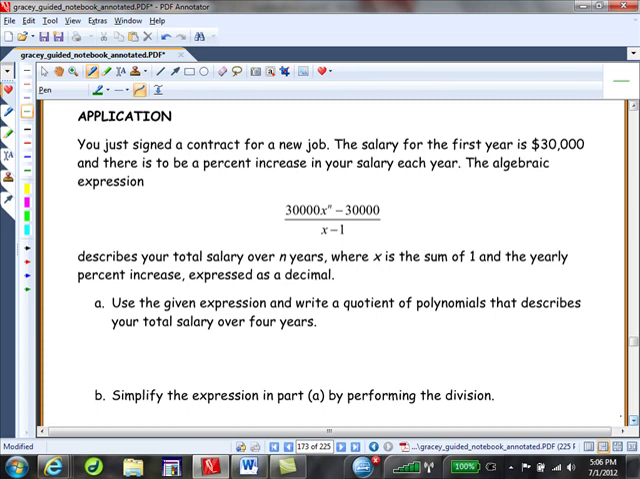So what that means, okay, over 4 years means that n will be 4. So let's take a look at what we would get. So we would get 30,000 x to the 4th minus 30,000 all over x minus 1. And that's the result for the first one.